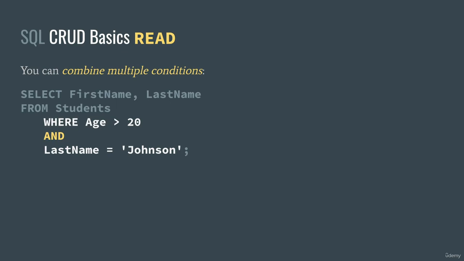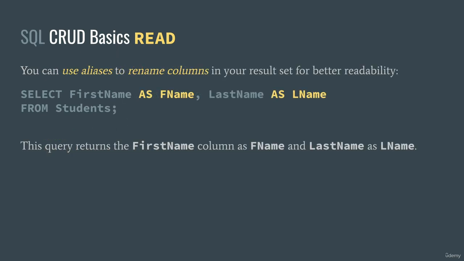You can combine multiple conditions to refine your queries using the AND keyword. For instance, to find students who are older than 20 and have the last name Johnson, you'd use a query like we have here. You can also use aliases to shorten your column names if you want to. In this query, first name is returned as fname and last name as lname. This can be useful when working with complex or lengthy column names.